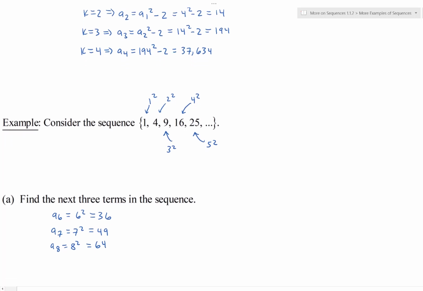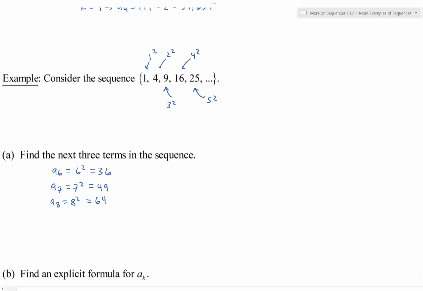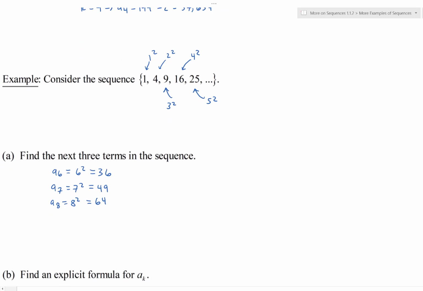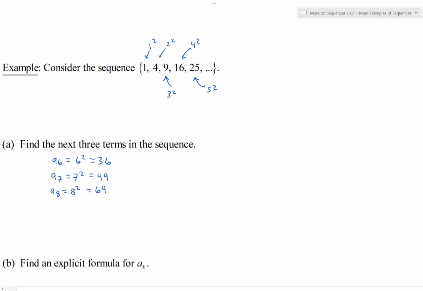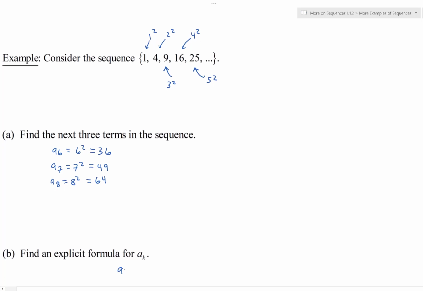So we can now ask the question, what's the explicit formula for the general term? And hopefully we see at this point, based on what we've done already in this example, that a sub k really should just be take that index k and square it. So there's a few quick examples to transition from the introductory video into the next video. And in the next video, we're going to talk about what it means for a sequence to converge or diverge.